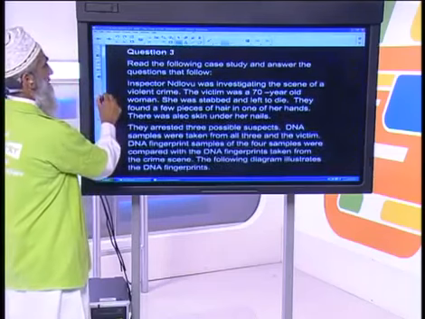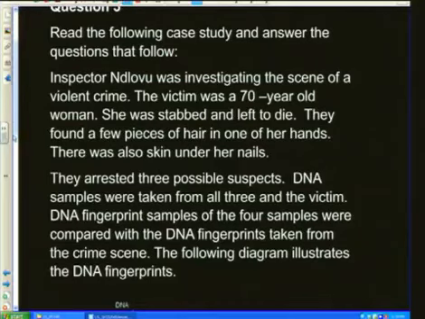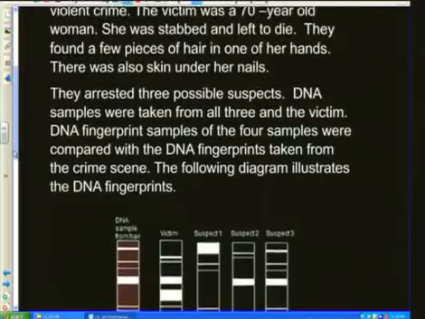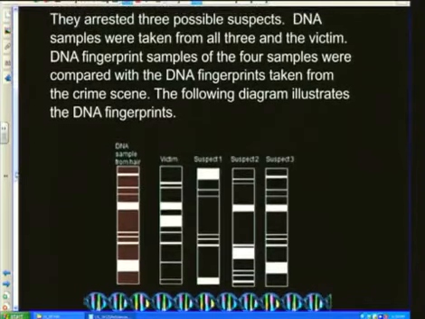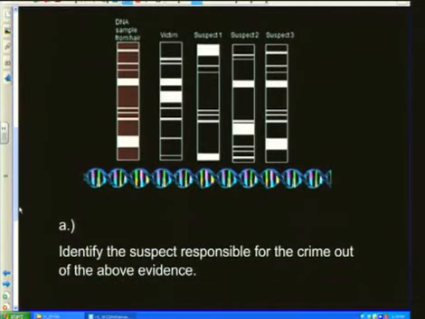Question 3. This is a longer question now. They give you a case study, and they're saying you must answer the question. This guy was investigating the scene of a violent crime. 70-year-old woman. She was stabbed and left to die. They found a few pieces of hair in one of her hands. There was also skin under her nails. They arrested 3 possible suspects. DNA samples were taken from all 3, and hence we come to this point here. So here we're getting the DNA sample from the hair.